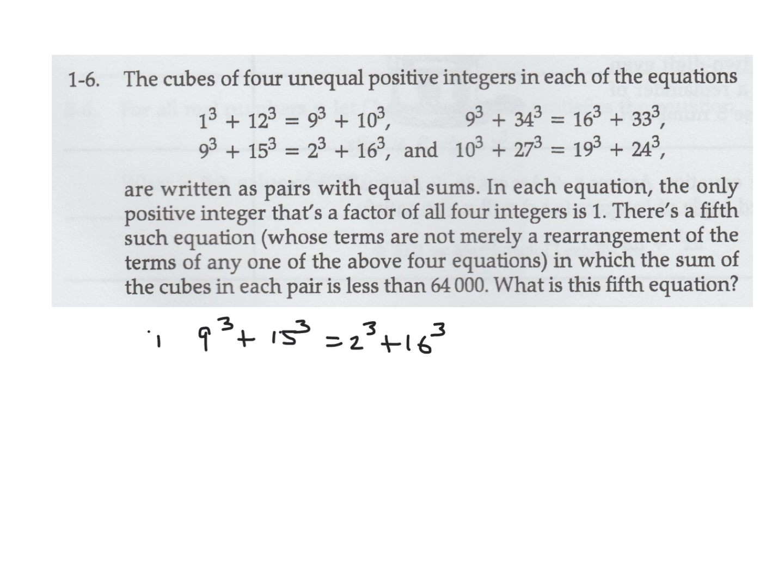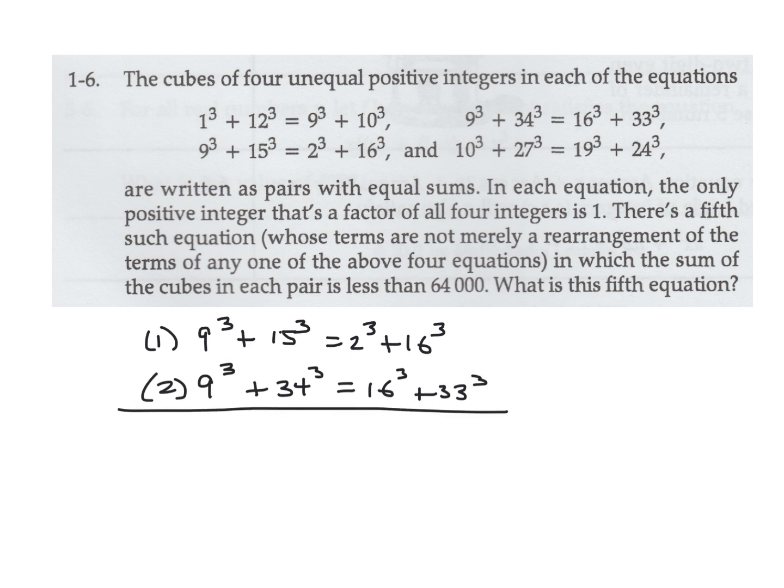We'll call that equation 1. And I'm going to use the other one, 9 cubed plus 34 cubed is equal to 16 cubed plus 33 cubed, and that's equation 2. The best thing to do is just do 2 minus 1. That way the 9s and the 16s will disappear, and what you'll be left with is 34 cubed minus 15 cubed is equal to 33 cubed minus 2 cubed.